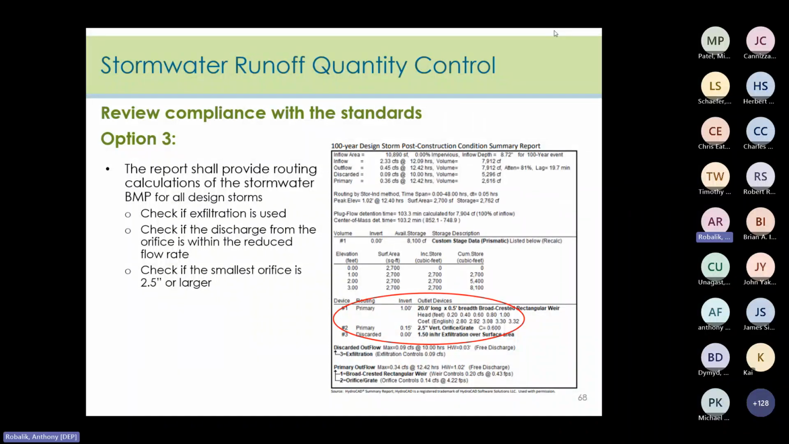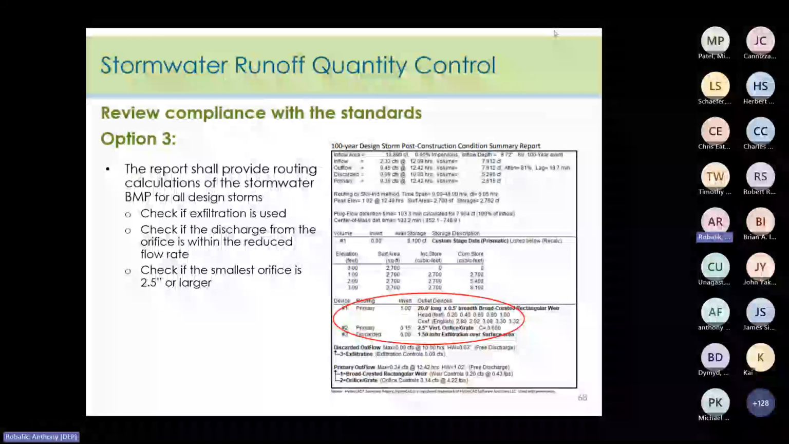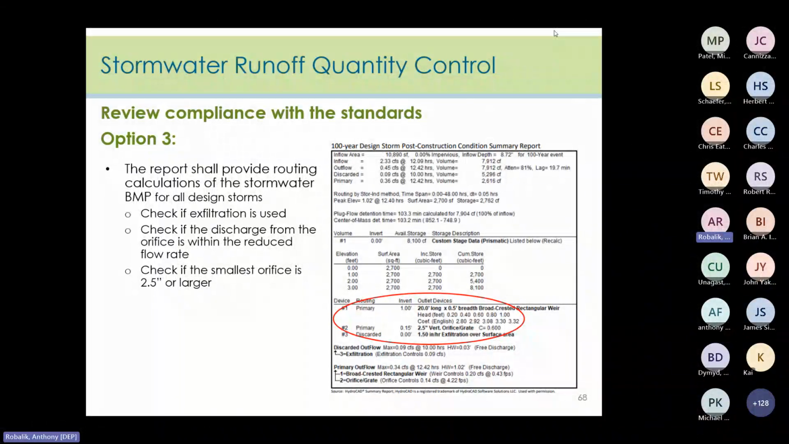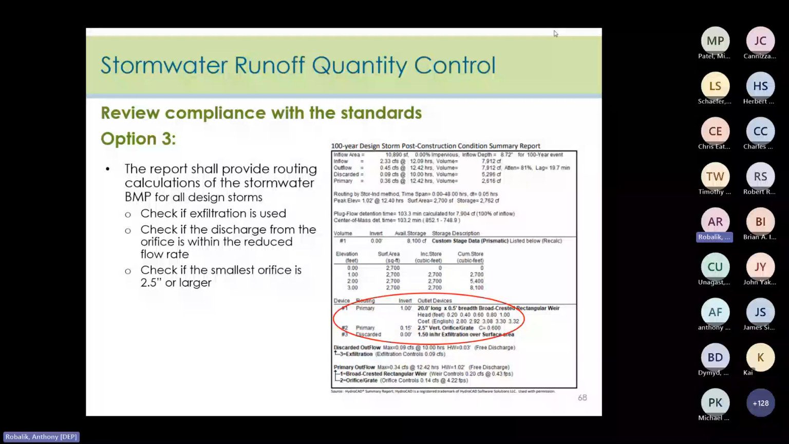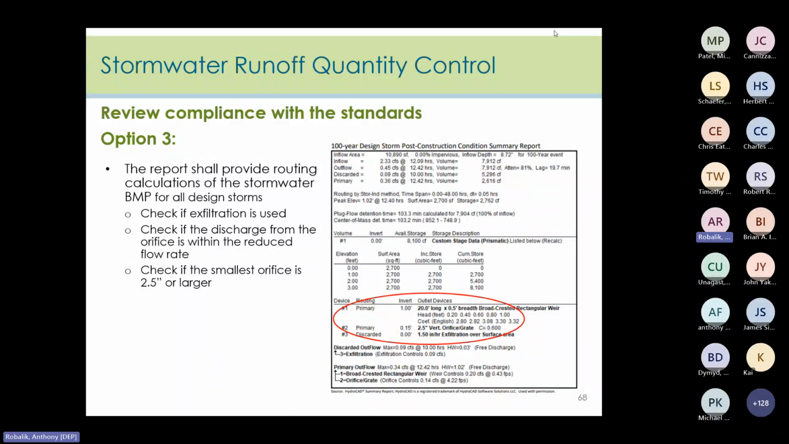So here's an example pond report. We'll take a look at this particular printout on the next slide, but on this type of printout, it's important to check if exfiltration was used in the routing and whether or not that is permissible depending on the BMP used. We'll check that any orifice used is no smaller than the 2.5 inch minimum allowed. And also this is where we would be able to check the BMP discharge rate for a given storm event and then compare that with the maximum allowed for the post-construction condition.